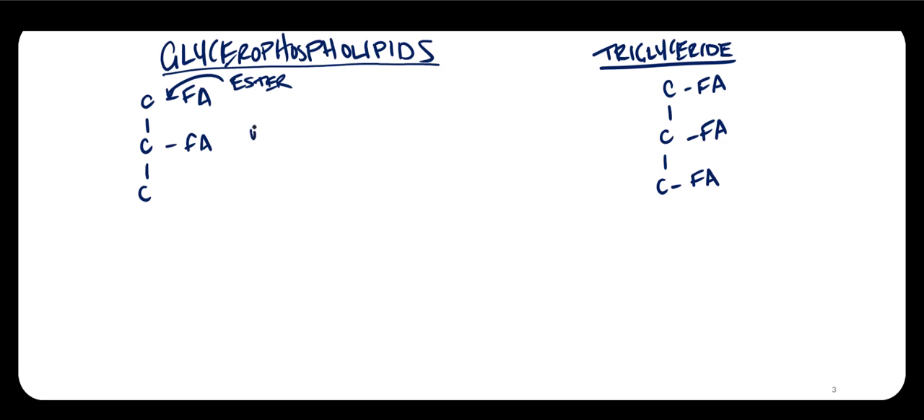This fatty acid is going to be an unsaturated 18 to 20 carbon fatty acid most of the time. What's going to be different than our triglyceride over here is we're going to have a phosphate attached to carbon 3, then something called a head group.